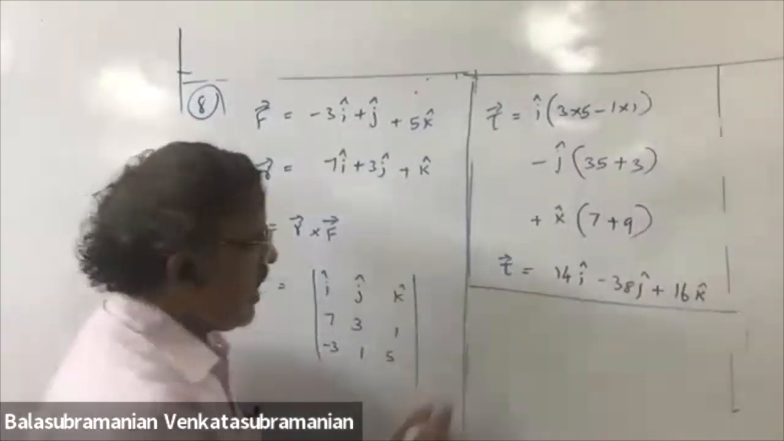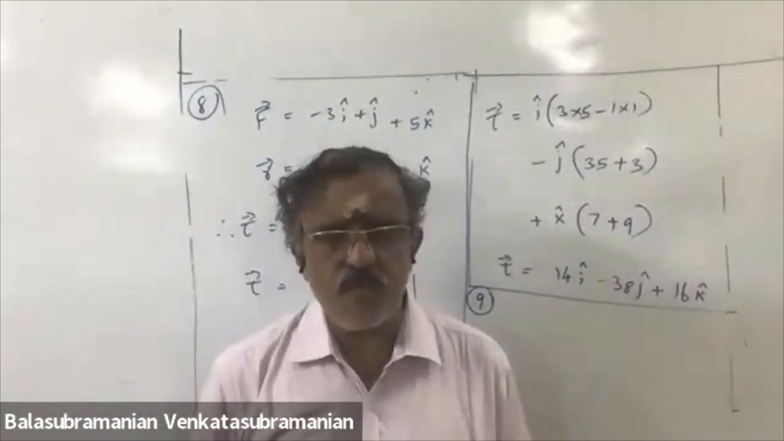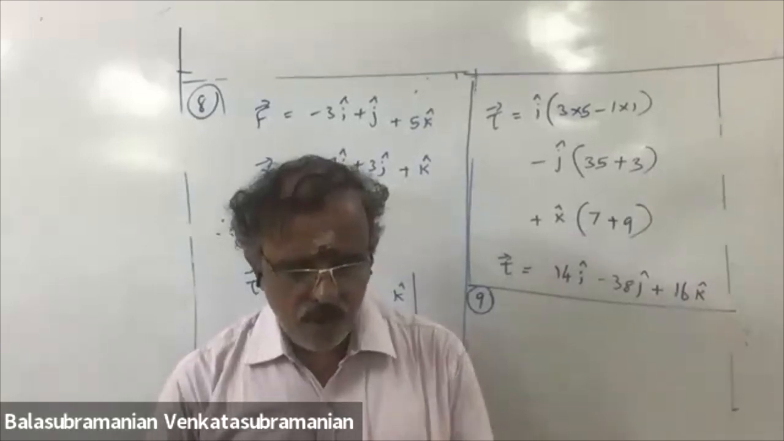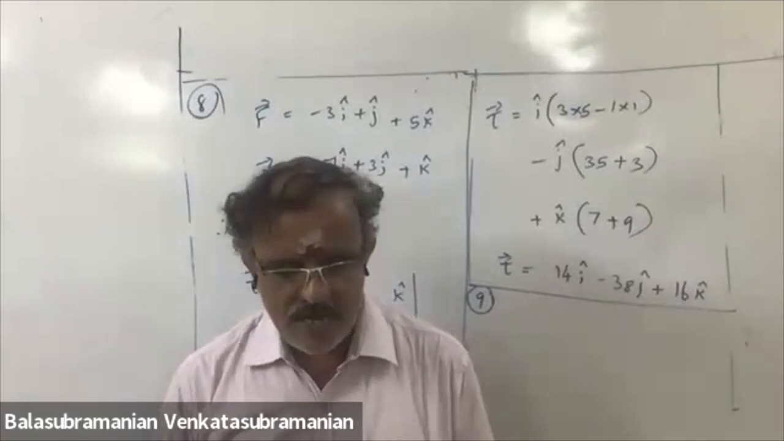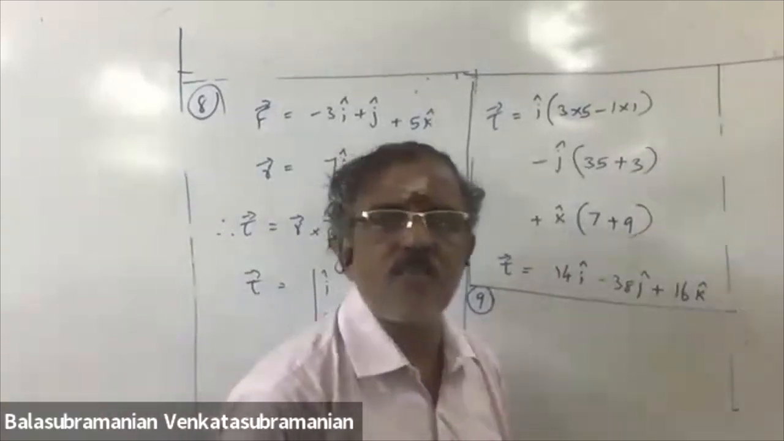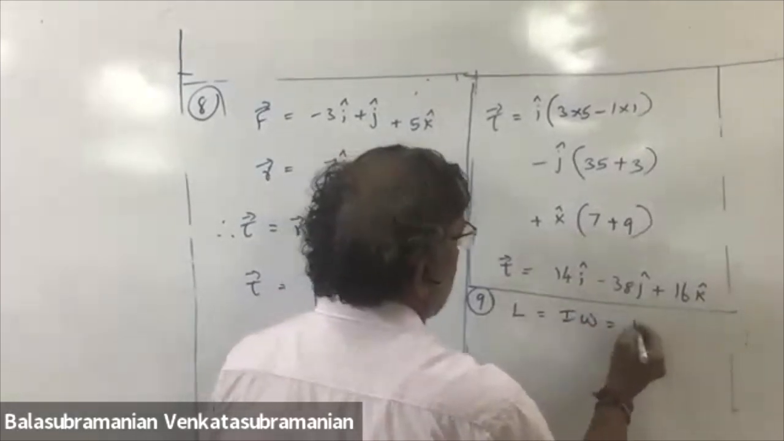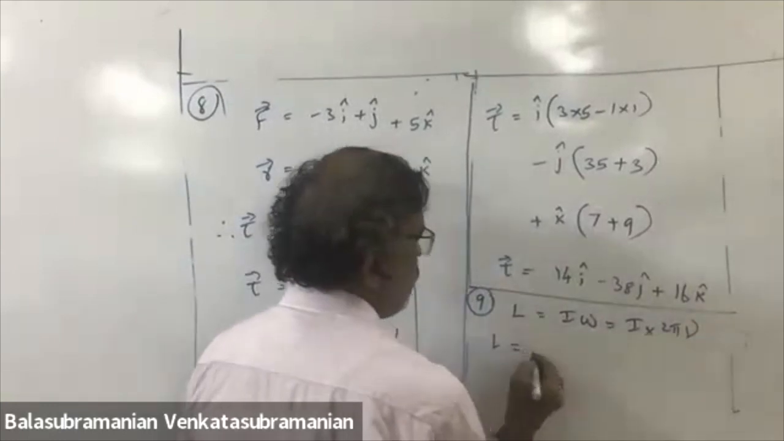Next, problem number 9. Moment of inertia of a body is 1 kilogram meter square. If the body makes 2 revolutions per second, calculate the angular momentum. Angular momentum formula you know: L is equal to I omega. Omega is 2 pi nu.